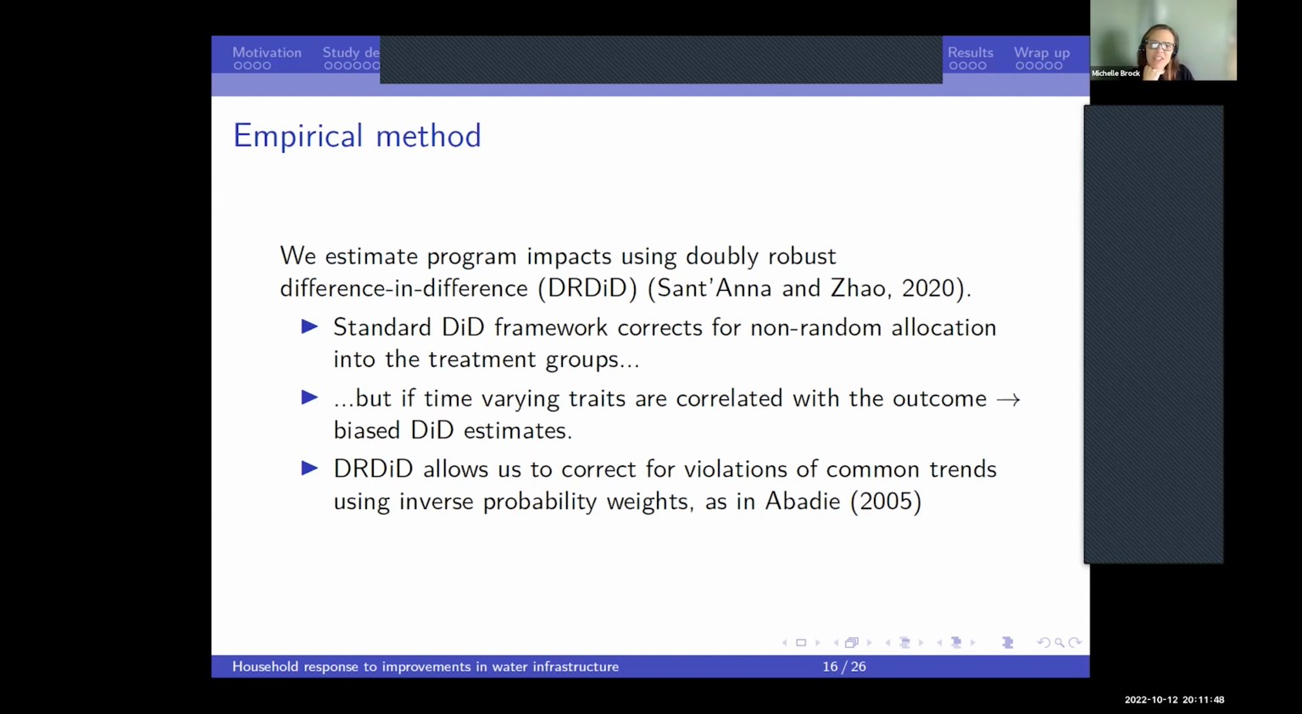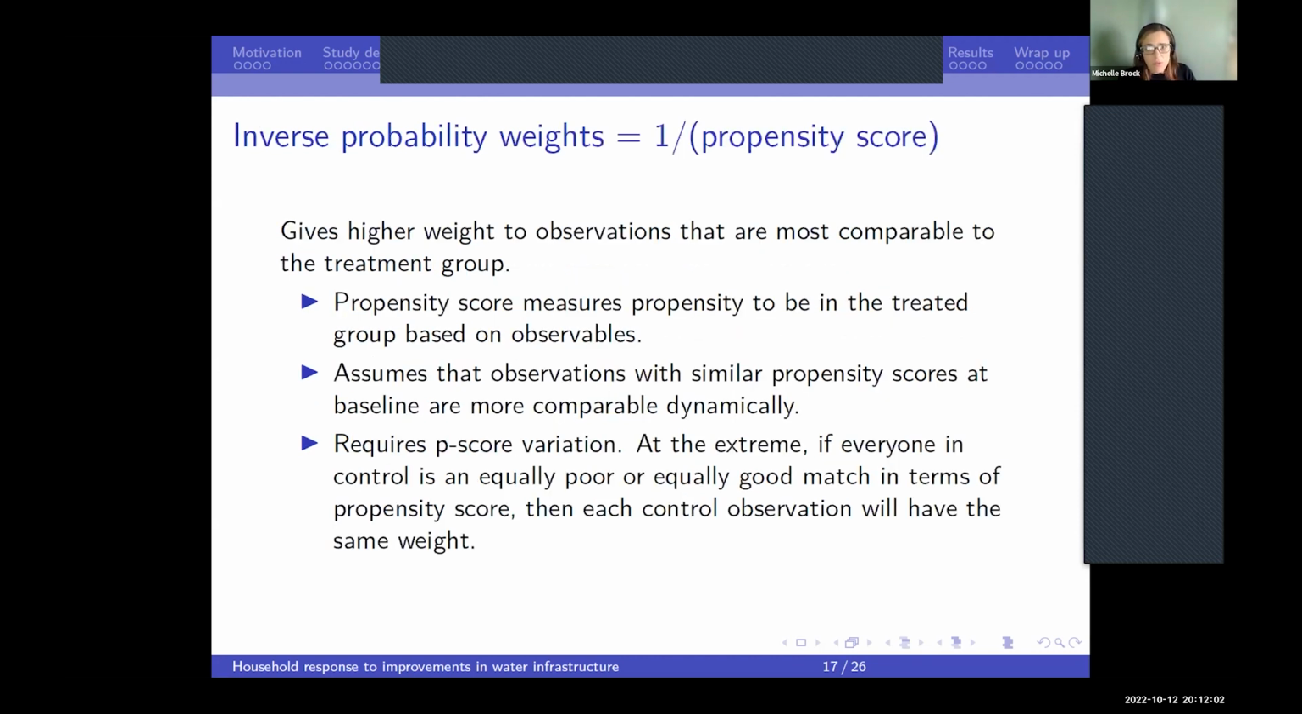So there's a lot we didn't know. And we opted for this doubly robust difference in difference that allows us to then correct for the violations of common trends. And it does this by using inverse probability weights. It combines that with the standard linear regression of the difference in difference model.